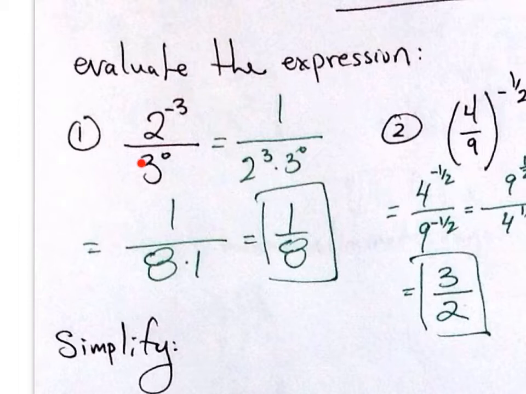So when we're dealing with exponents, you remember stuff like negative exponent means bring it down and change the sign. So that 2 to the negative 3 became 2 to the positive 3 in the denominator. Remember that 3 to the 0, anything to the 0 power is 1. So 2 to the third, 2 times 2 times 2 is 8. And we end up with 1 over 8.